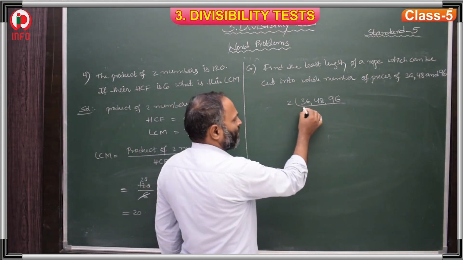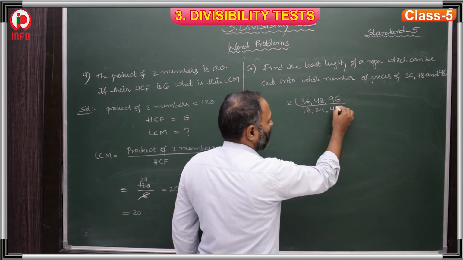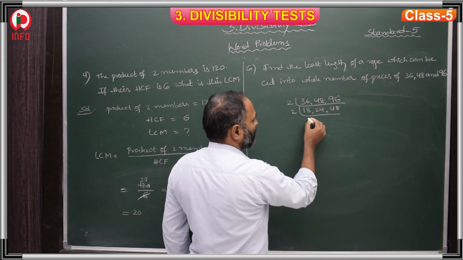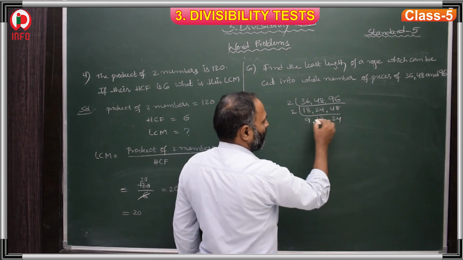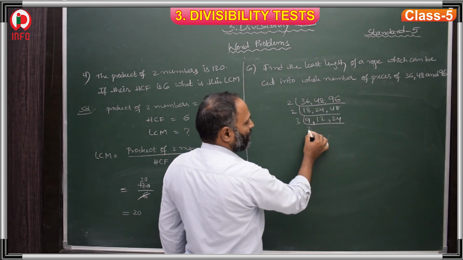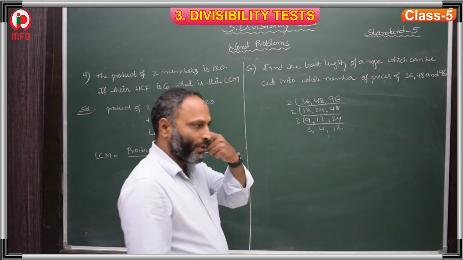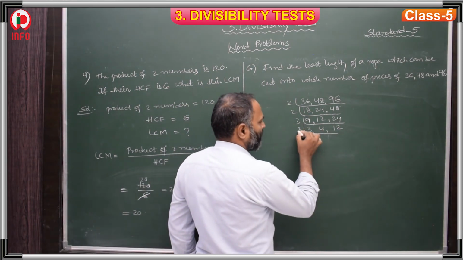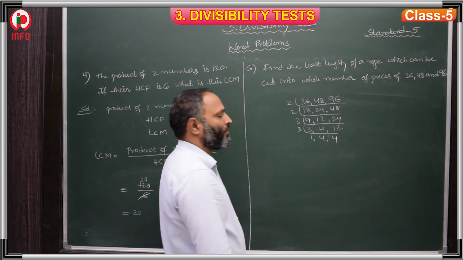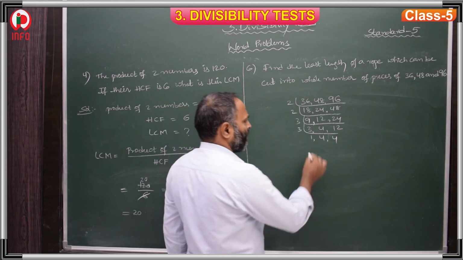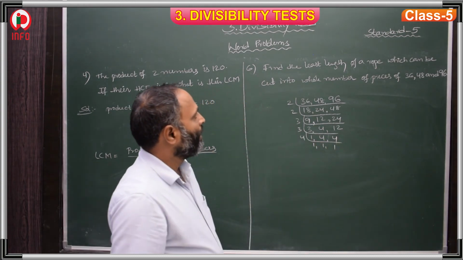2 table. 2 18s are 36, 2 24s are 48, 2 48s are 96. Again the 2 table. 2 9s are 18, 2 12s are 24, 2 24s are 48. 3 3s are 9, 3 4s are 12, 3 12s are 36. Again with the 3 table. 3 1s are 3, 4 as it is, 3 4s are 12. Next the 4 table. 4 1s are 4.